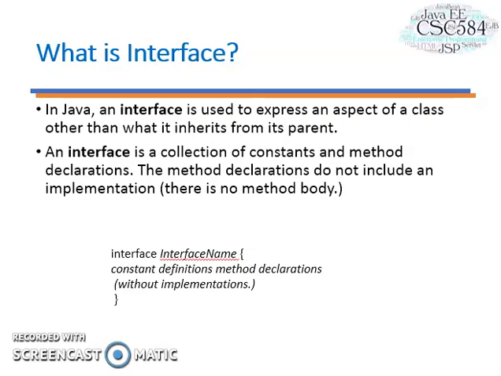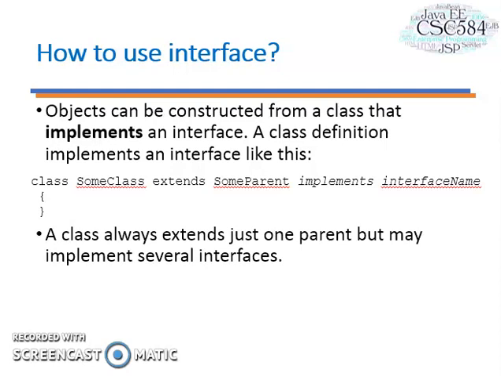So in Java, an interface is used to express an aspect of a class other than what it inherits from its parent. An interface is a collection of constants and method declarations. The method declarations do not include any implementation. So this is the syntax of interface. How to use it? Alright, let's look at it.